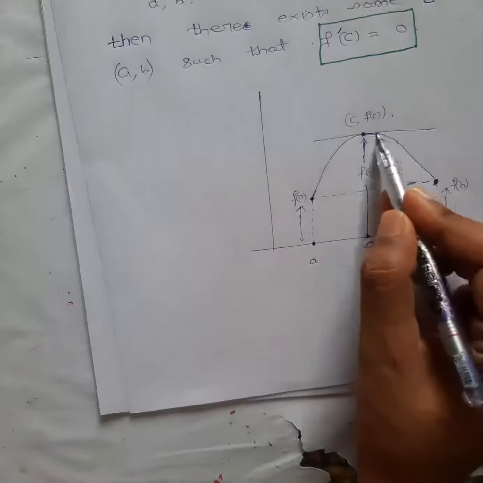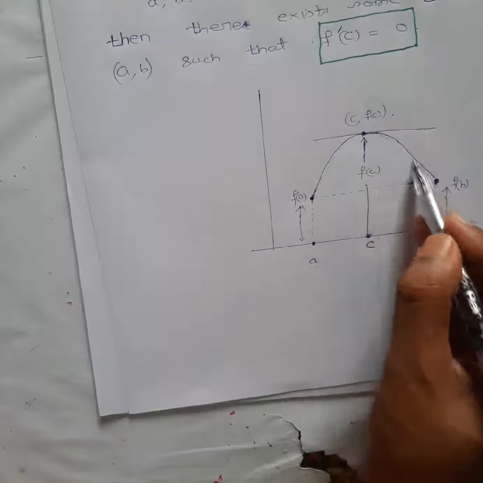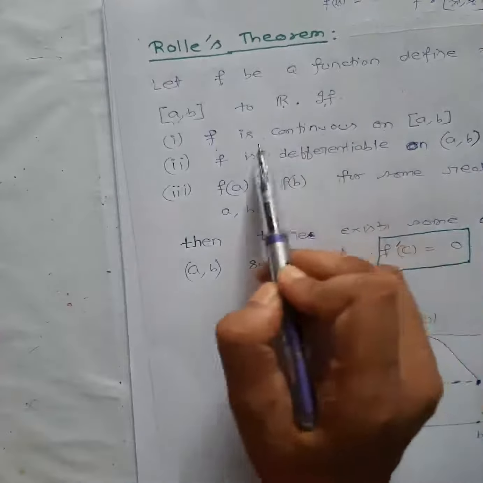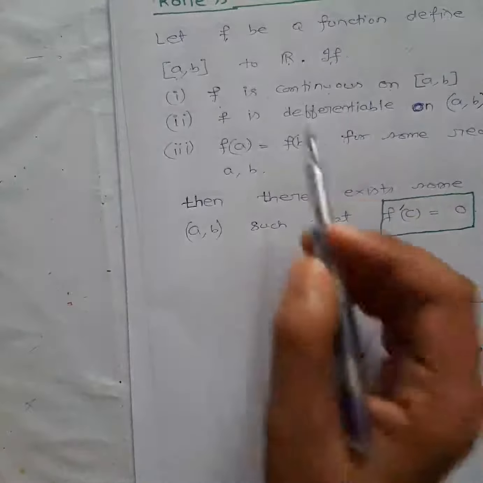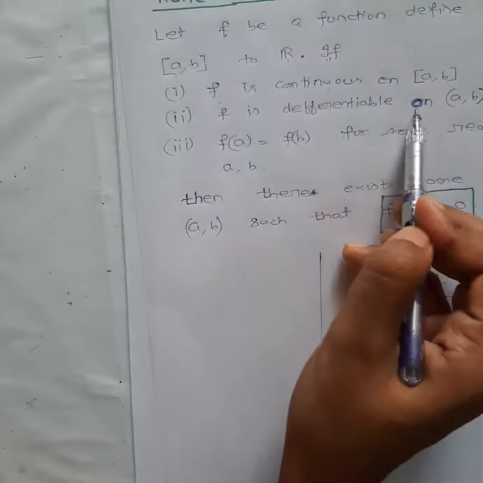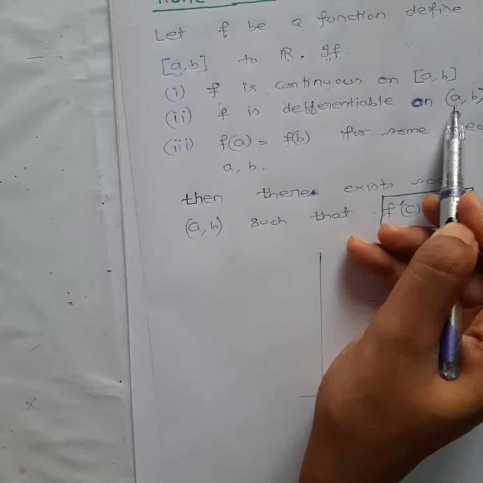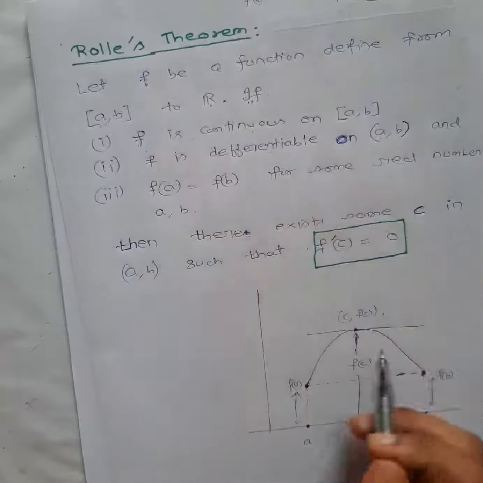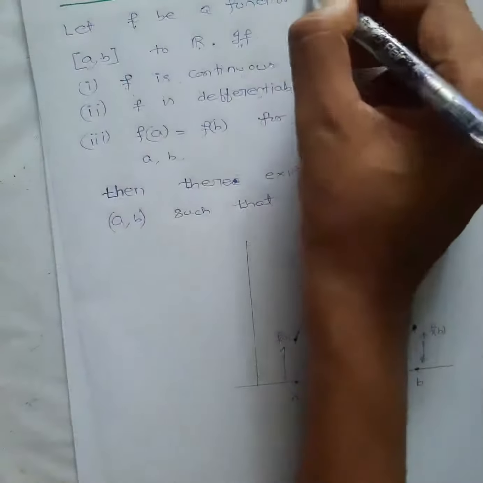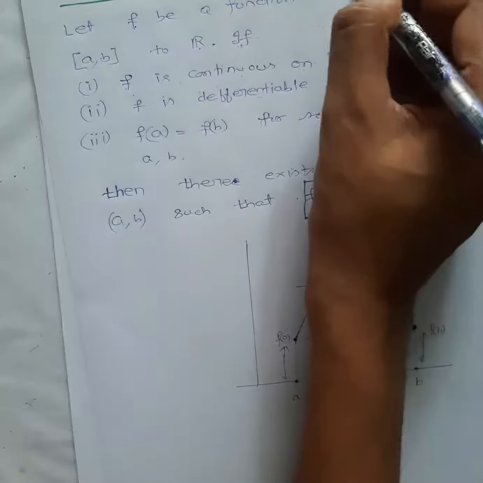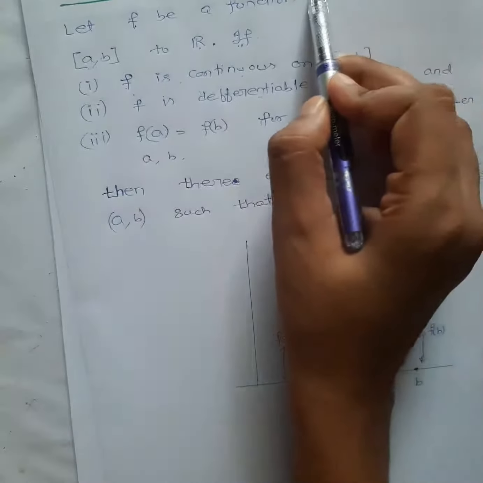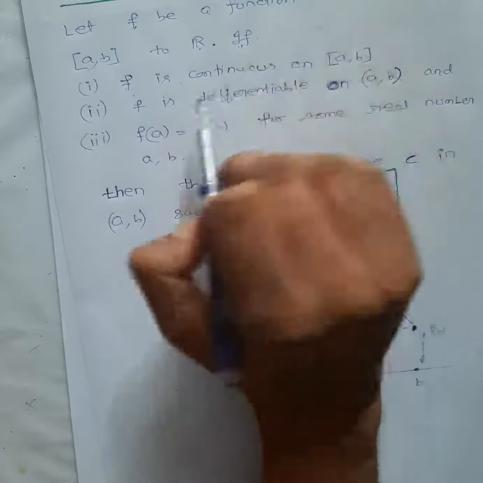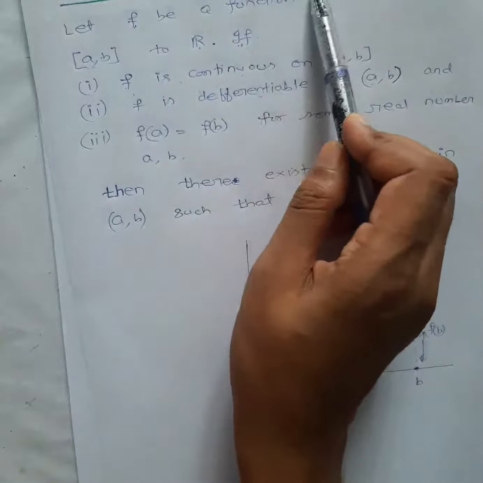Okay, so see here, this graph should not break, first thing. The condition is given: if f is continuous on [a, b]. Continuous means the graph does not break. Next, if f is differentiable on the open interval (a, b). Now see here, f is differentiable means what? Suppose f(x) equal to x squared, something like this is given. First thing is, the graph of this function should not break, right? First condition. Second condition, f is differentiable.